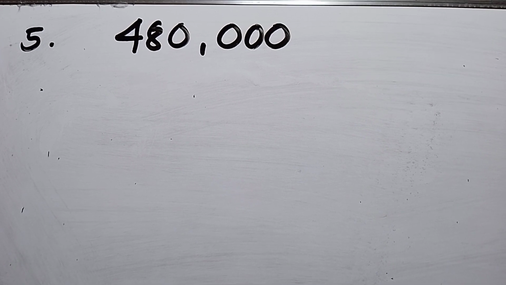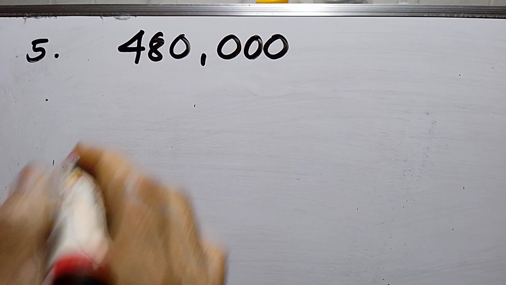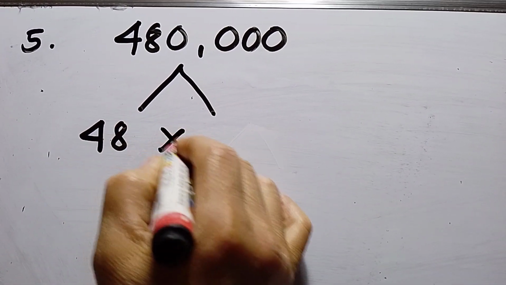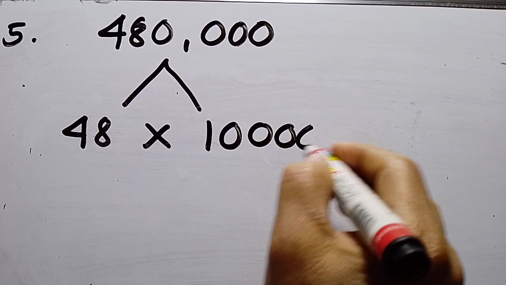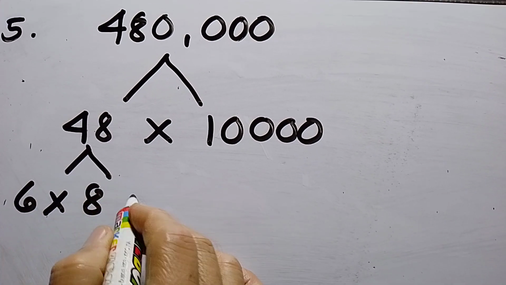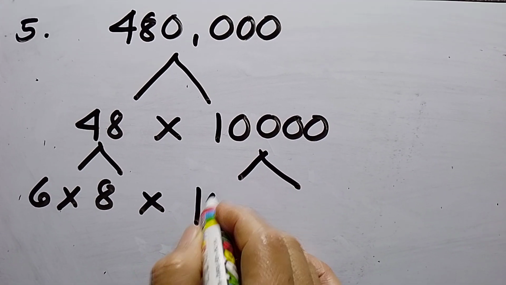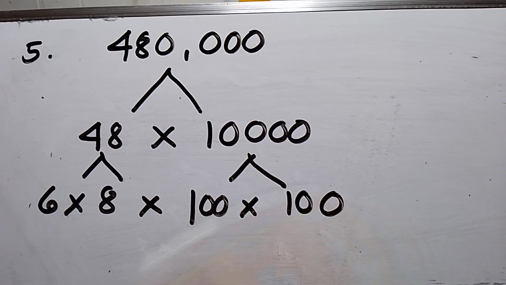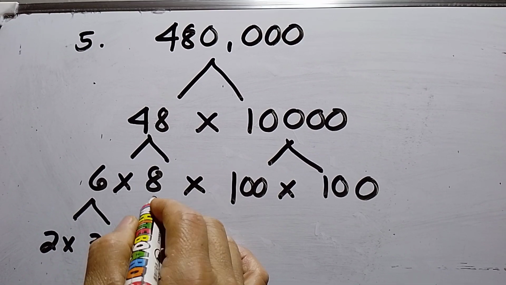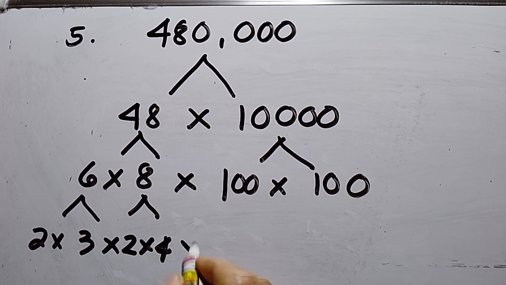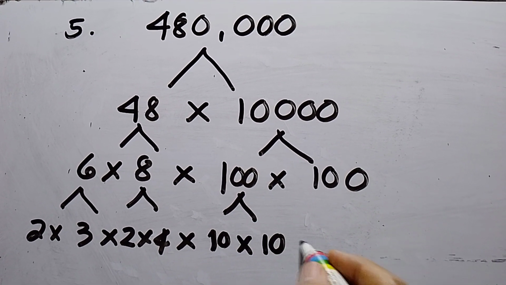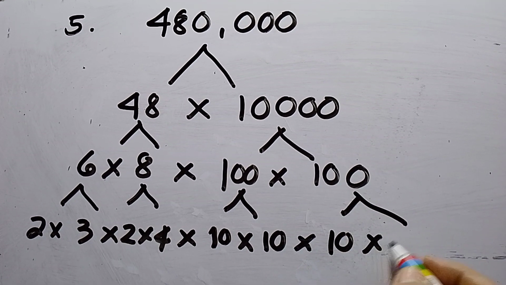Okay, number 5, 480,000. I need to factor this one. So the factors are 48 times 10,000. And then the factors of 48 will be 6 and 8 times. How about 10,000? So this is 100 times 100. Factors of 6, this will be 2 times 3. How about 8? 2 times 4. Times, so this will be 10 times 10, times this one, 10 times 10 also.